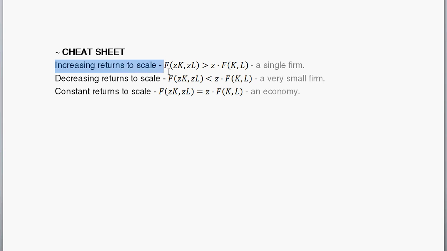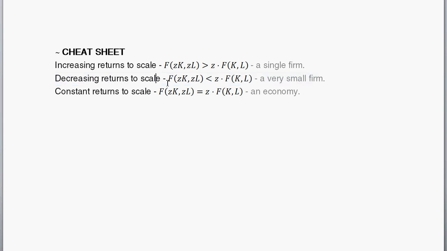So increasing returns to scale: if you increase the inputs by the same proportional amount, by that scaling factor z, we find production is greater than simply increasing the initial level of production by z. So you have increasing returns to scale. And single firms usually have increasing returns to scale.